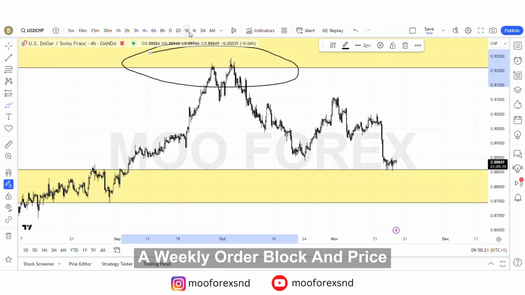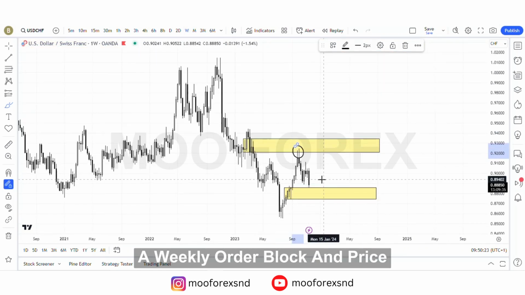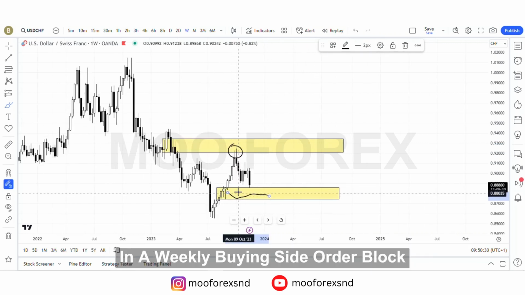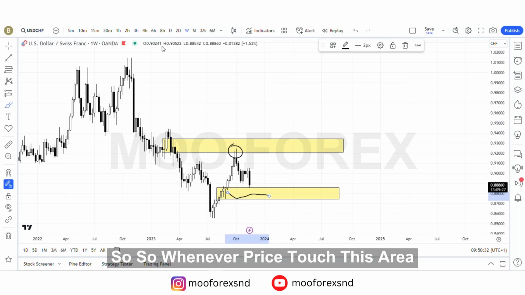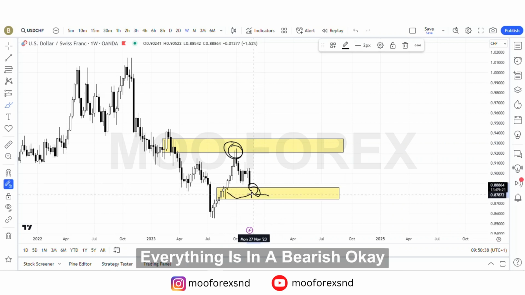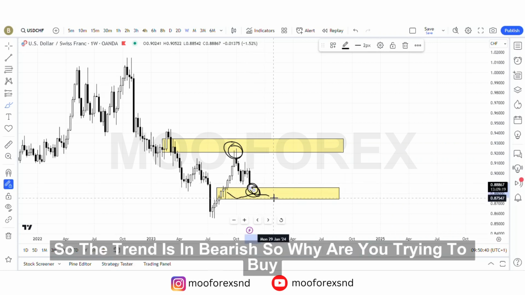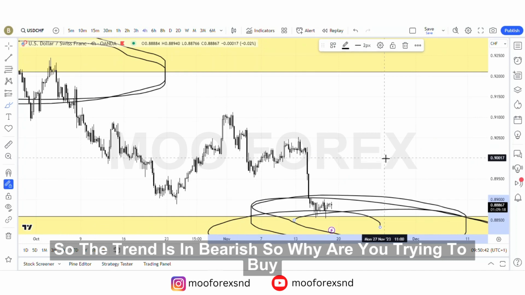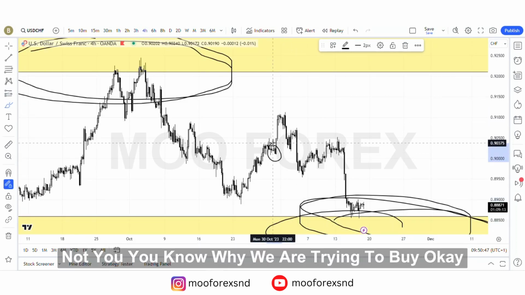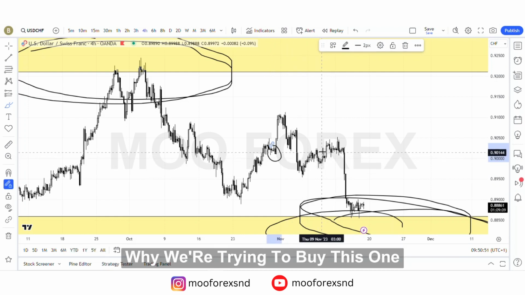order block. Okay, weekly order block, and price actually was on the way to that weekly buying side order block again. So until price touched this area again, everything is bearish. Okay, so the trend is bearish. So why are you trying to buy? Why are you trying to buy here? Not you, you know, why we are trying to buy. Why are we trying to buy this one?